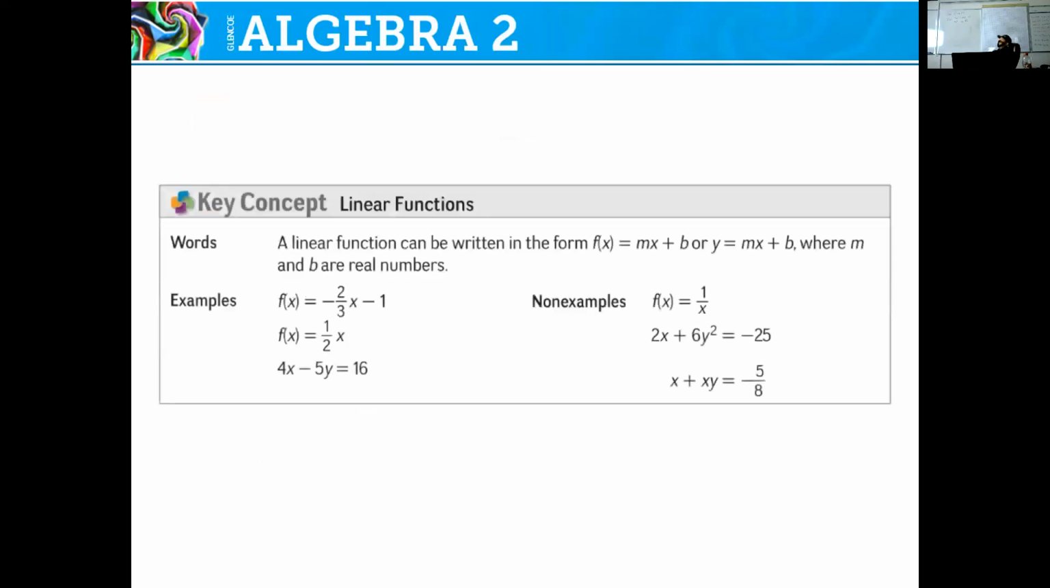So first thing, key concept, linear functions. A linear function can be written in the form f of x equals mx plus b or y equals mx plus b, where m and b are real numbers. And then you have some examples of what are linear functions and what are not. Okay, so the first one, f of x equals negative 2/3 x minus 1, once again fits the form mx plus b.